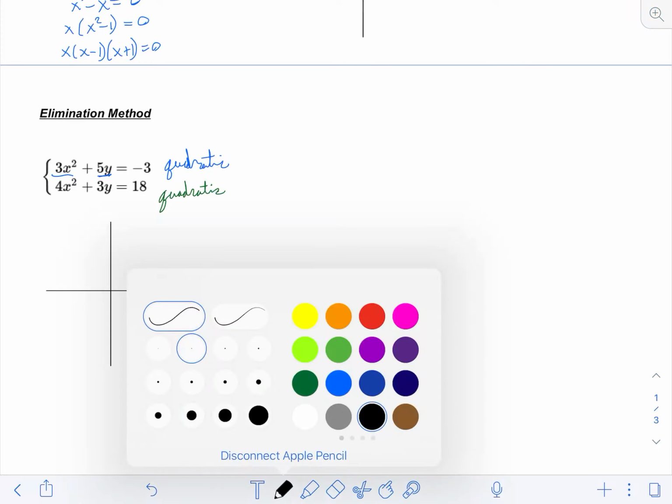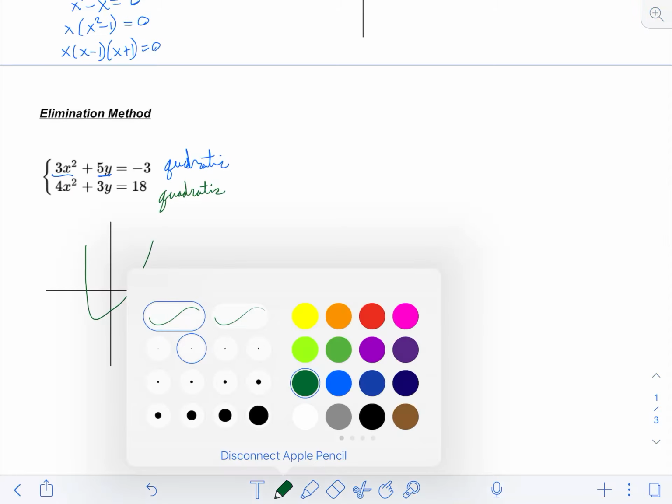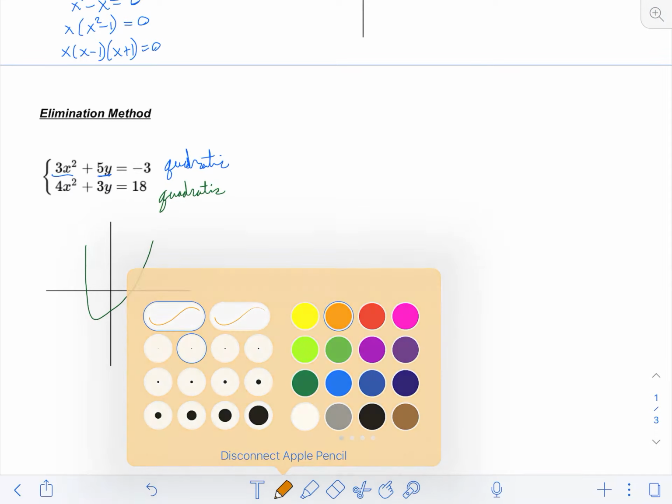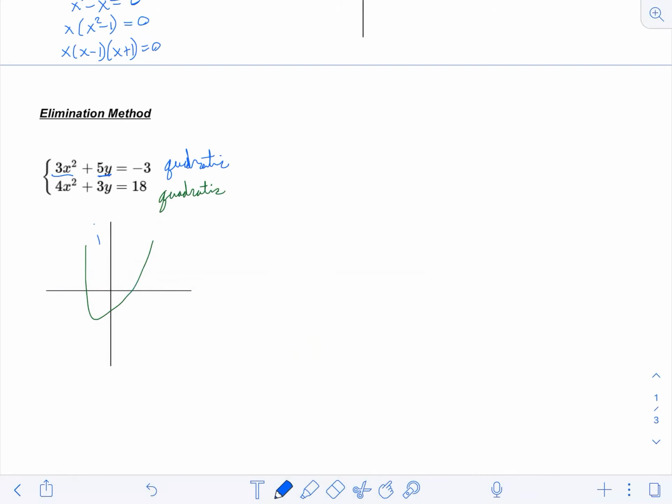And again, these quadratics, I'm just doing a quick drawing. We're not doing it fully graphically. But let's say we've got one quadratic that looks like this, and another quadratic that looks like this, and another quadratic that looks like that. They're going to intersect a few times.